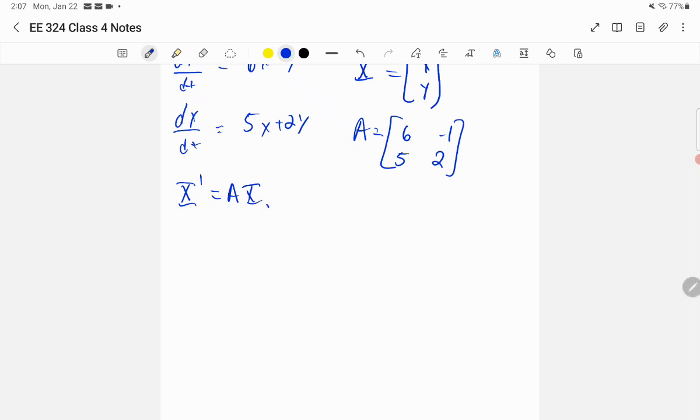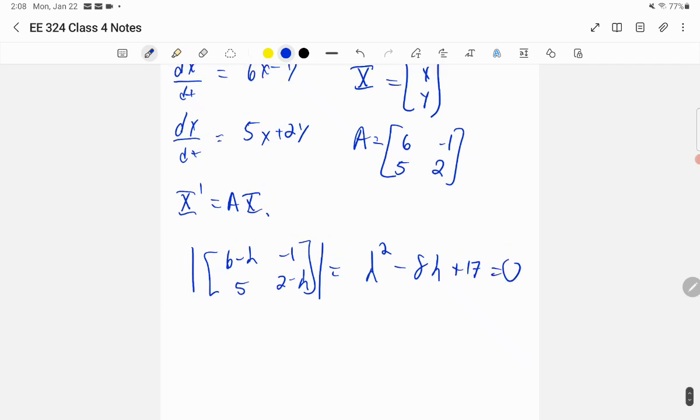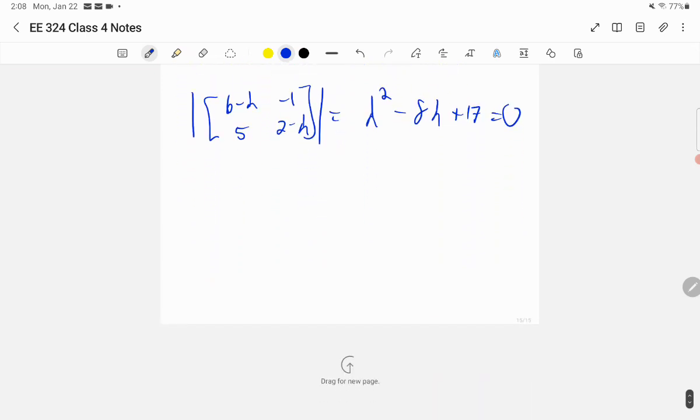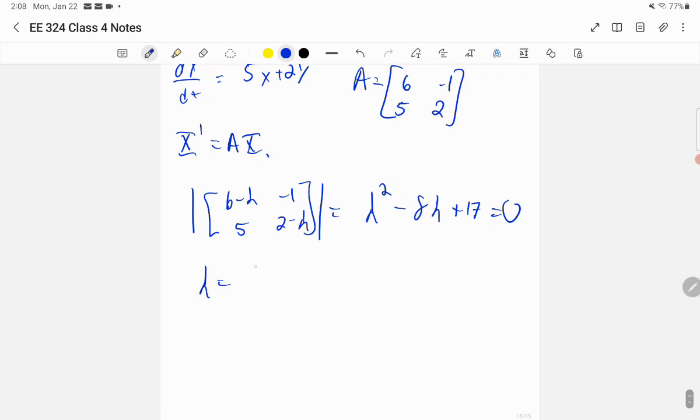Okay, so again, we need to do the eigenvalues, so we find the determinant of 6 minus lambda, minus 1, 5, 2 minus lambda. If you multiply everything out and add everything correctly, I'm going to let you do the determinant. It's equal to 0. And we can easily find lambda using the quadratic equation, right?